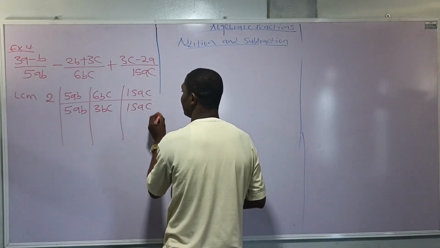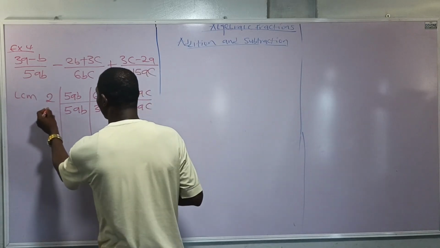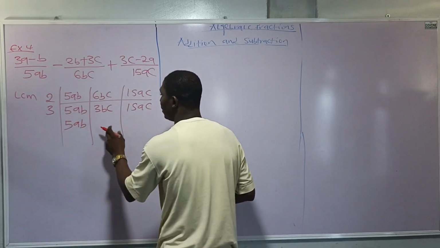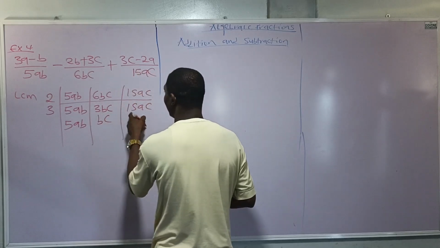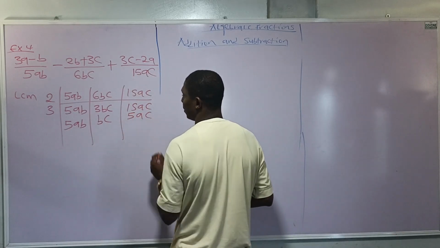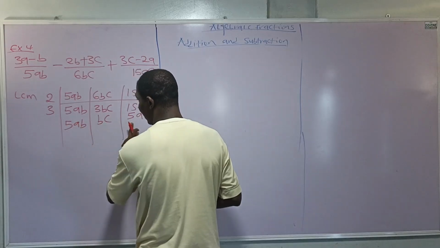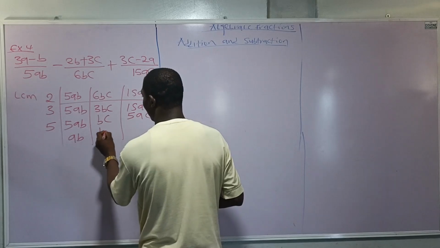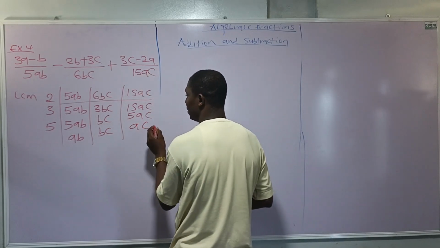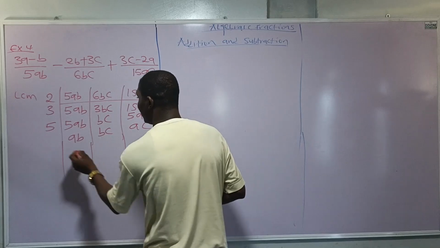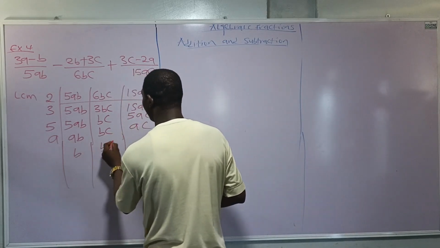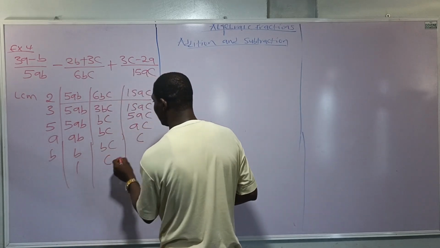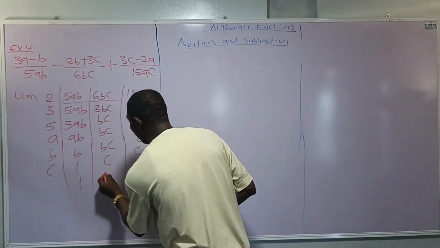Then the next number will be 3. 3 cannot go into 5, so I still have 5ab. 3 into 3bc will give me bc. 3 here will give me 5ac. Now 4 cannot go, so I'll use 5. 5 go will give me ab. 5 cannot go into bc. 5 here, ac. If a goes, I'll have b, bc, and c. If b goes, I'll have 1, c, c. And if c goes, I'll have 1, 1, 1.